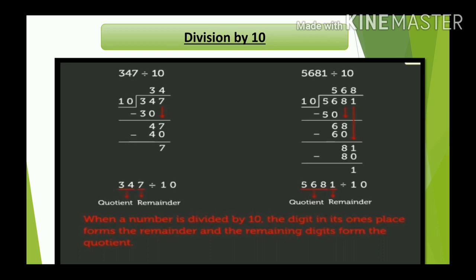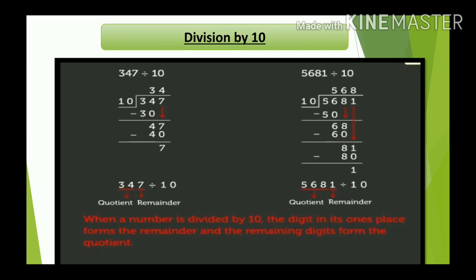Again here I have taken the next example, 5681 divided by 10. When we divide this number, as you can see here, we get the quotient as 568 and the remainder which is 1. Now you can see in both examples, if you divide 347 by 10, the last one digit is the remainder and the remaining numbers are the quotient.